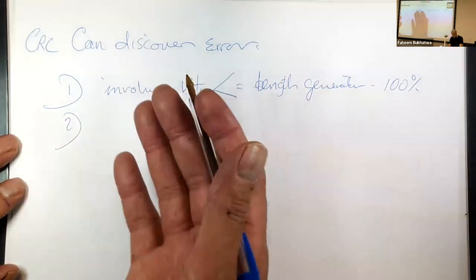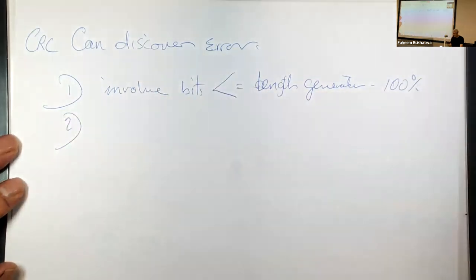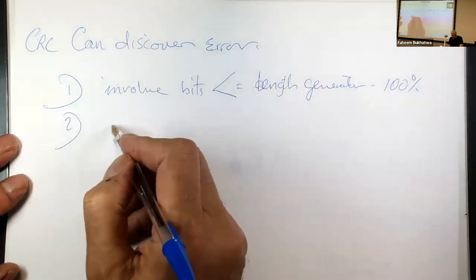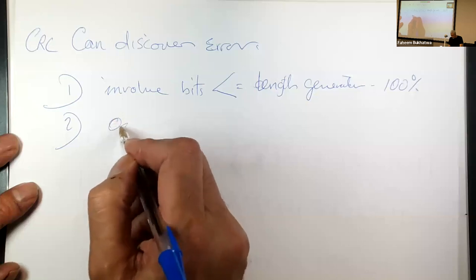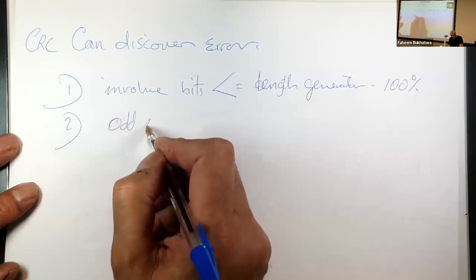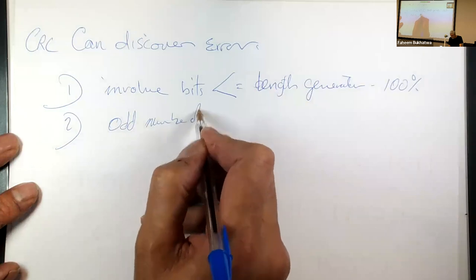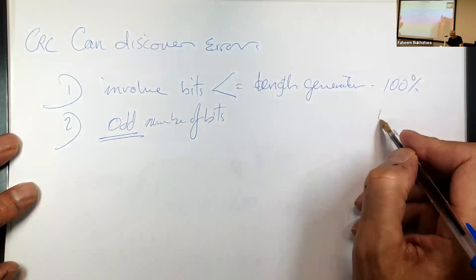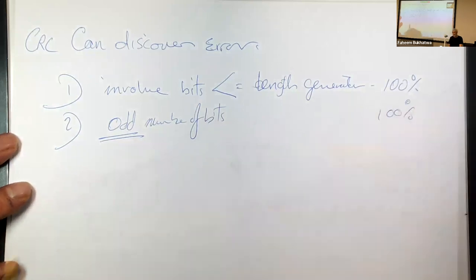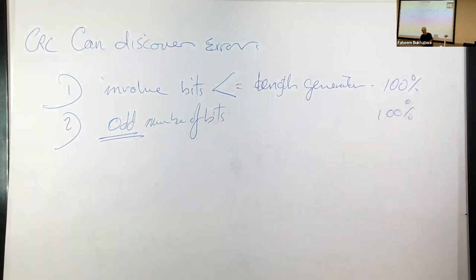Now, we only have to worry about anything longer than the generator. If they're longer than the generator and an odd number of bits, if they're odd, that's the important keyword, it's 100%. So to discover any errors of 33 bits or 27 or 19 or any number like that, but not 42 or maybe 18 bits, may or may not discover them.